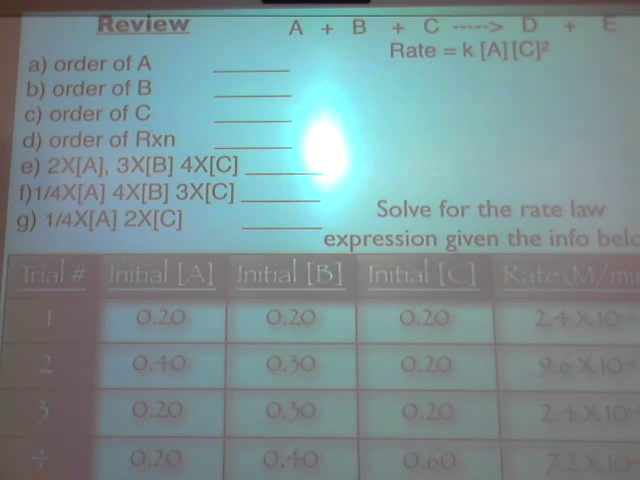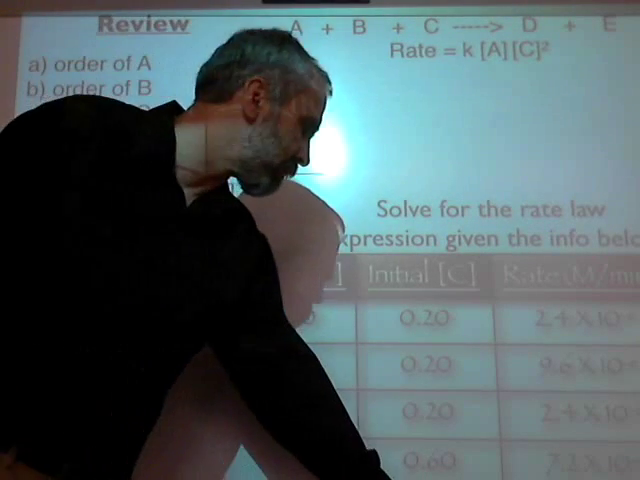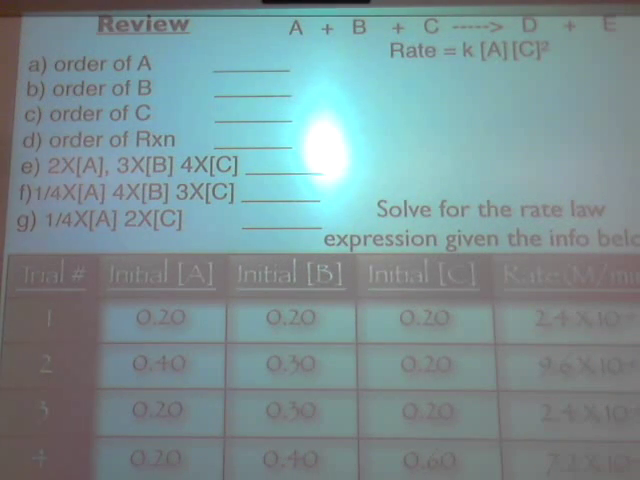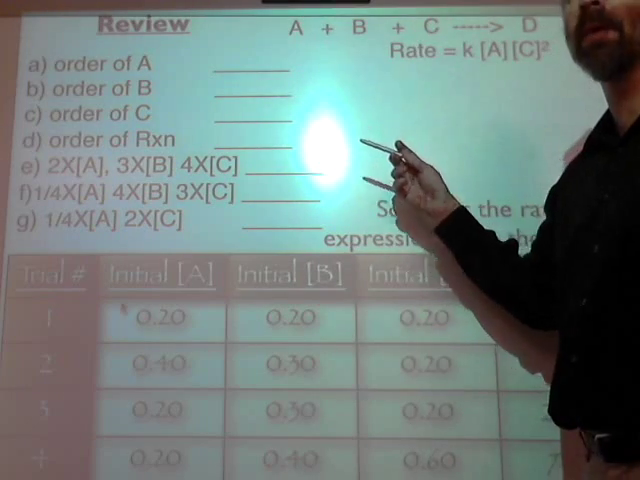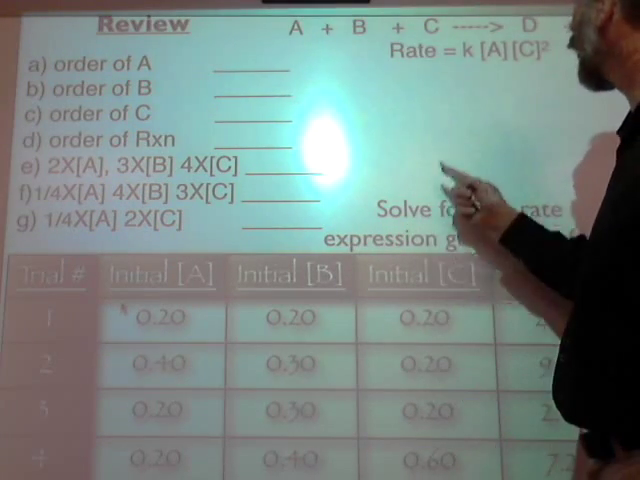All right, let's get to the beginning here. All right, let's do these from scratch. First page on the test is going to look just like this. I'm going to give you a rate law expression and an equation. I'm going to ask you for the orders of A, B, and C. I think everybody should be able to get this right.